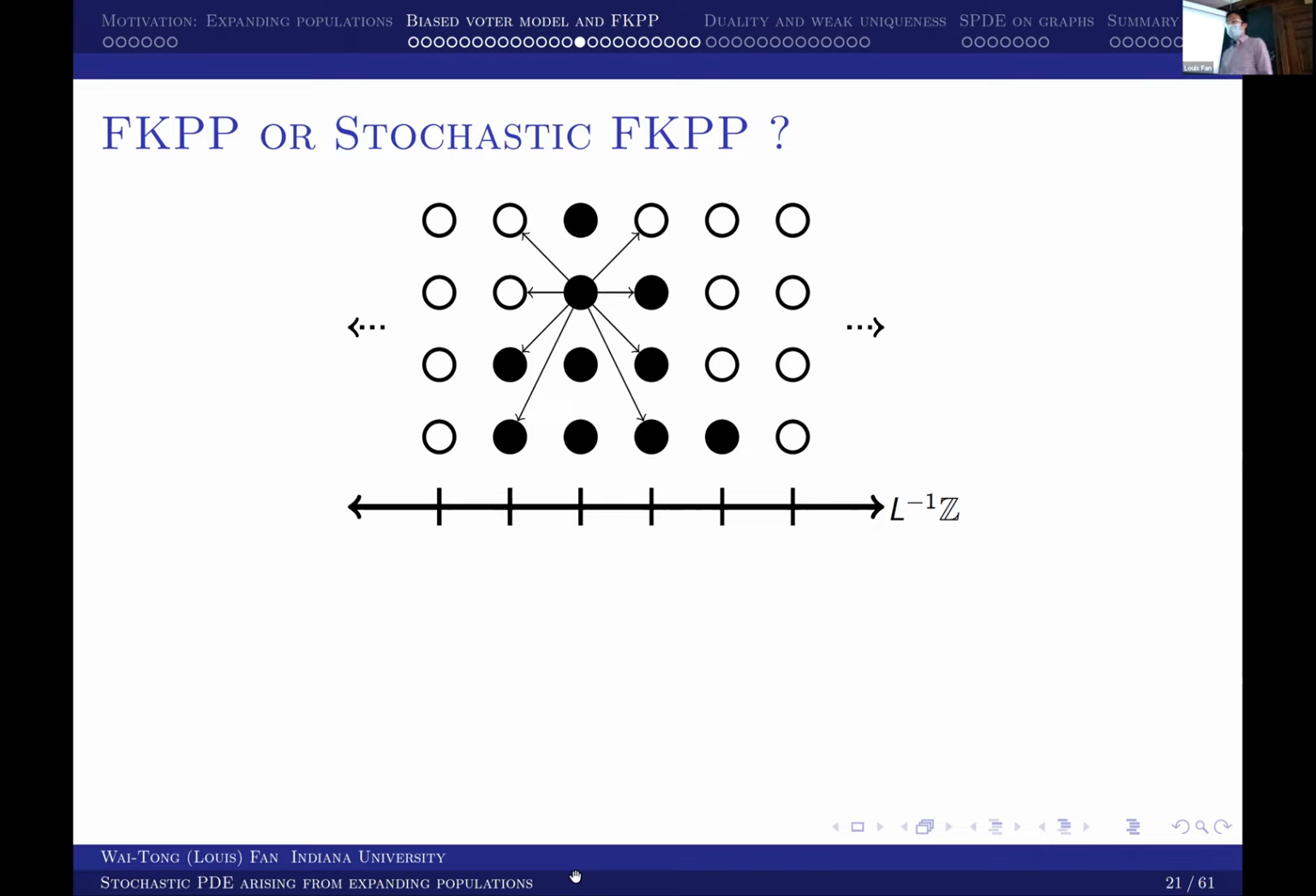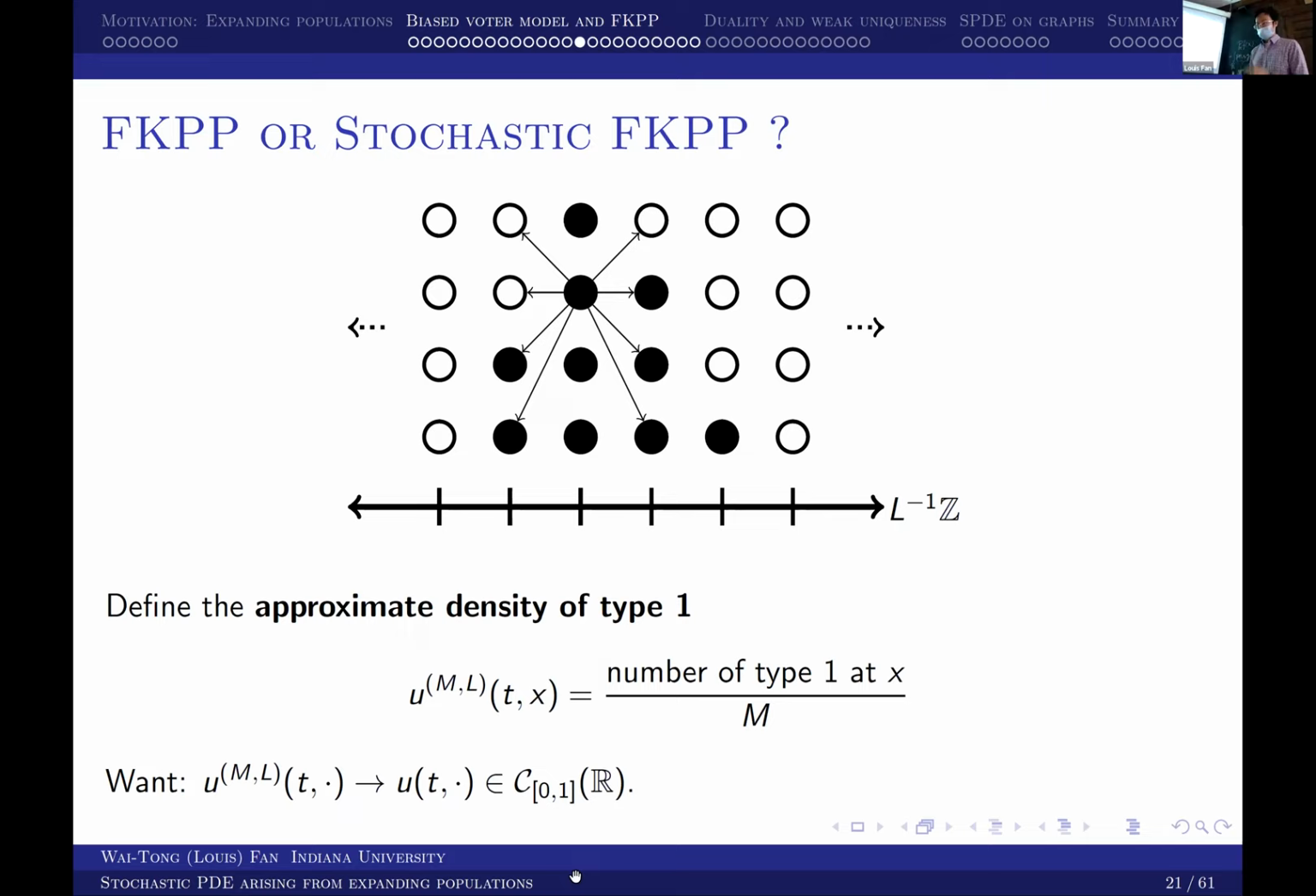So we'll go back to the model. What is the gamma that we put in? In the simulation, we look at this one and zero. What we're looking at is effectively the fraction of type one, the number of type one divided by the deme size M. This fraction will be random, and if we interpolate over space, we view it as a function over space for fixed time. The question is, will this random fraction converge to some continuum quantity, a function u_t, maybe also a random function, as M and L tend to infinity?